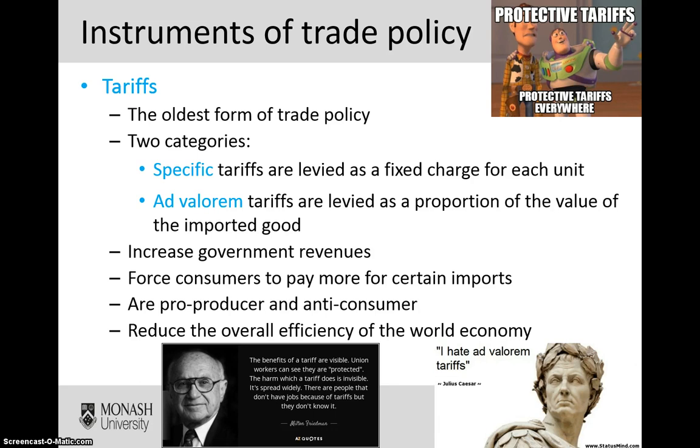As you can see, even Buzz Lightyear is seeing them everywhere. We can break tariffs down into two specific categories: specific tariffs or, funnily enough, ad valorem tariffs. Overall, tariffs are effectively a tax that is imposed on products that are imported into a country to make them more expensive relative to the locally produced products, and therefore protect the local producers.